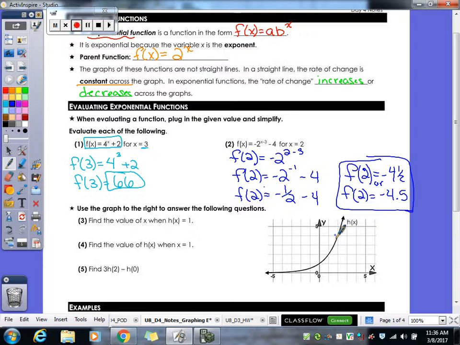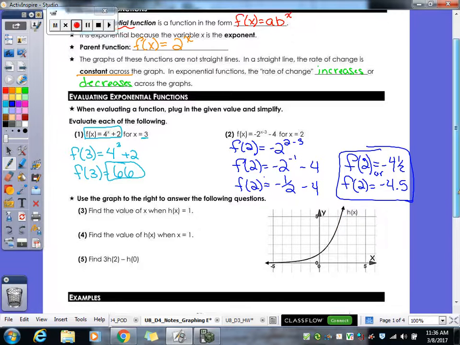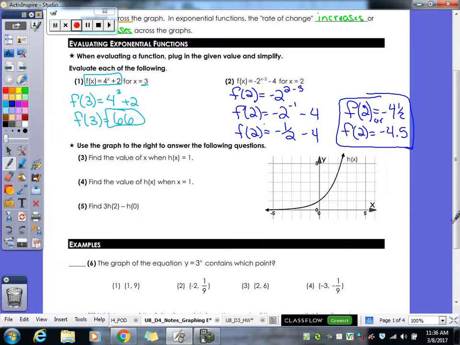Our next part here is again just reviewing stuff we've already been doing. You're being given the graph, so all of your answers are on the graph. You just have to pull your answer from the graph. They want us to find the value of x when h of x, which I'm going to replace with a y, equals 1. So we're looking for where y equals 1. If I draw my little line at y equals 1, there's only one spot. That's when x equals 0.